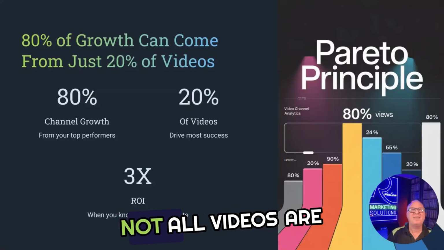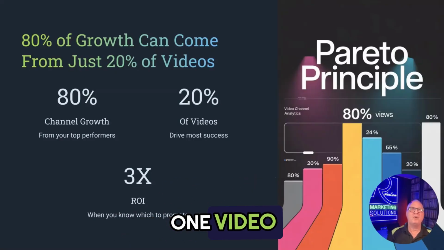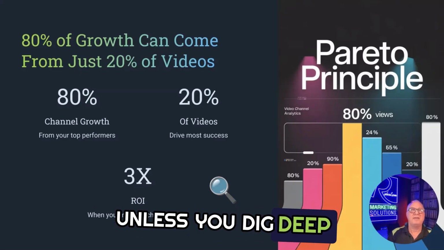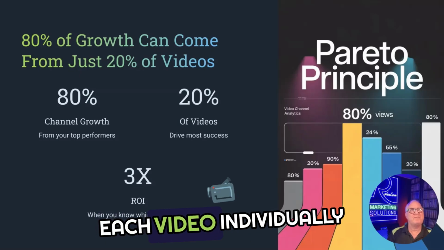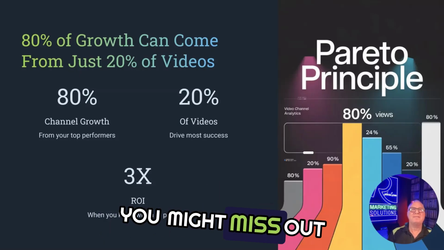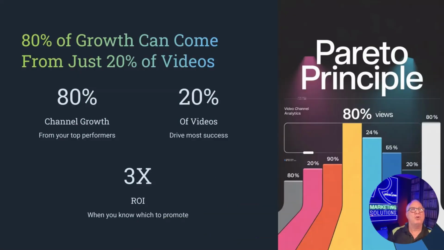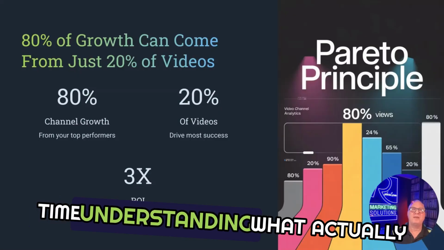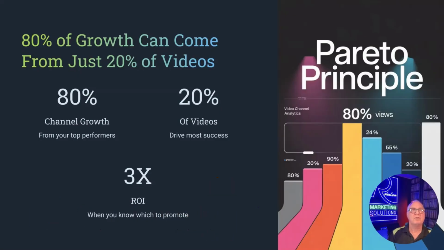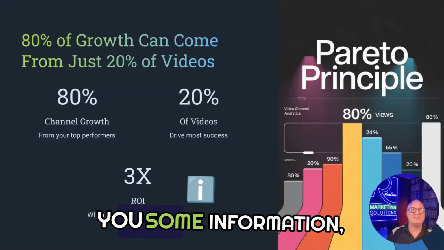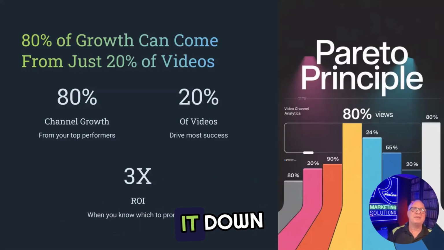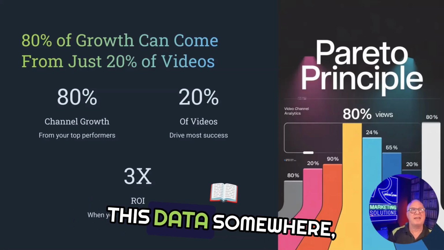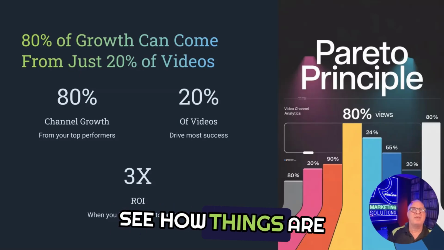Let's be real, not all videos are equal. One video might be doing all the heavy lifting for your channel, and you wouldn't even know it unless you dig deep. If you don't track each video individually, you might miss out on the ones your audience loves. You could waste time promoting videos that aren't getting results. You'll have a harder time understanding what actually works for your channel. YouTube's overview page gives you some information, but it doesn't break it down in a way that lets you make smart decisions. And unless you're logging this data somewhere, there's no way to see how things are changing over time.